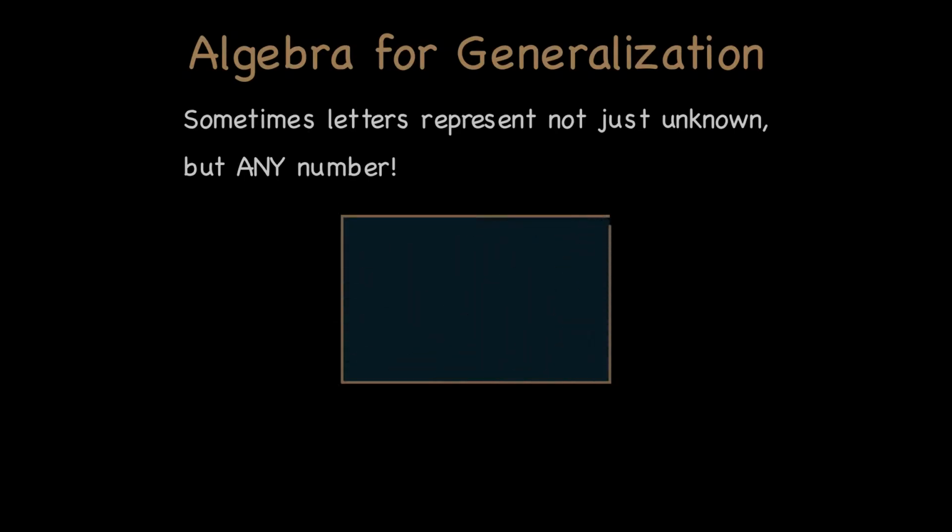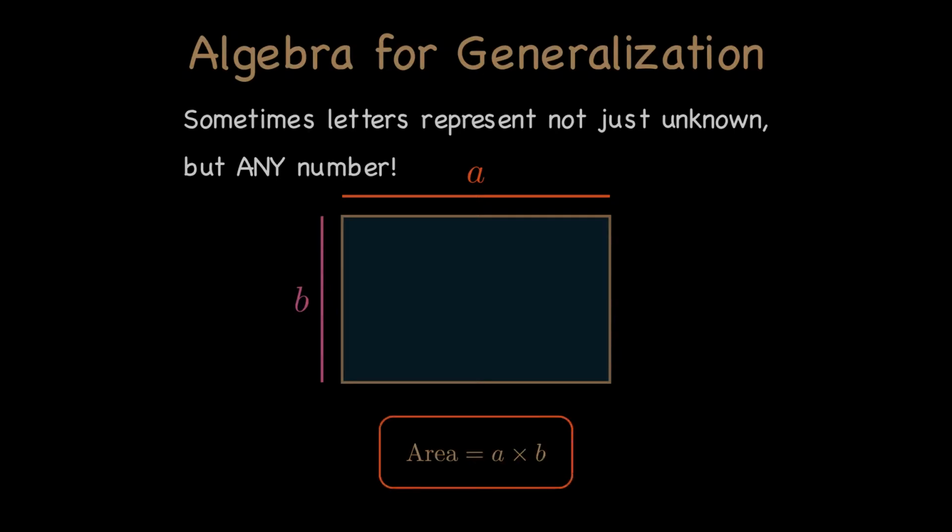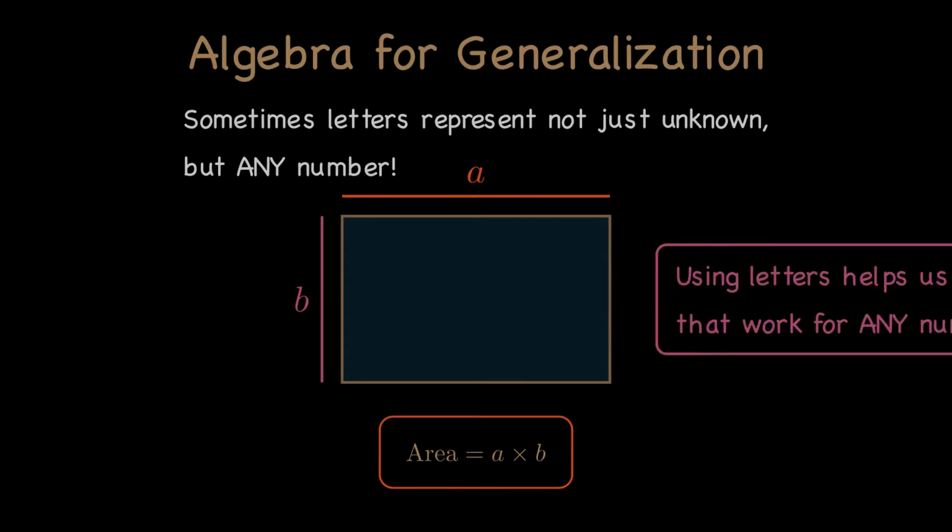Look at this rectangle. The length is A and the width is B. Now here's the question. What is the area of this rectangle? The area equals A times B. This formula works for any rectangle. It doesn't matter if A is 5 and B is 3, or A is 10 and B is 7. The formula A times B works for all rectangles. So we use letters to generalize, to create formulas that work for any number. This is the power of algebra. We can create formulas and rules that work for any number, not just one specific case.